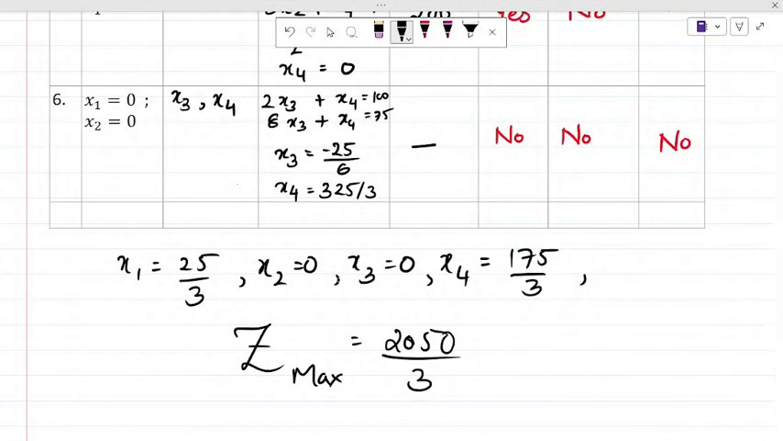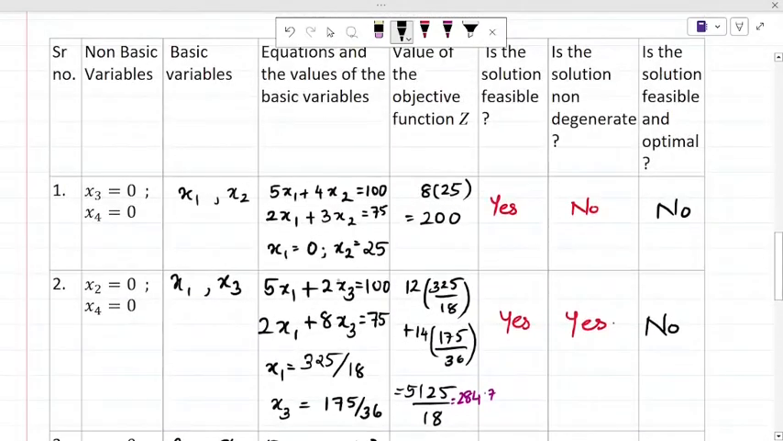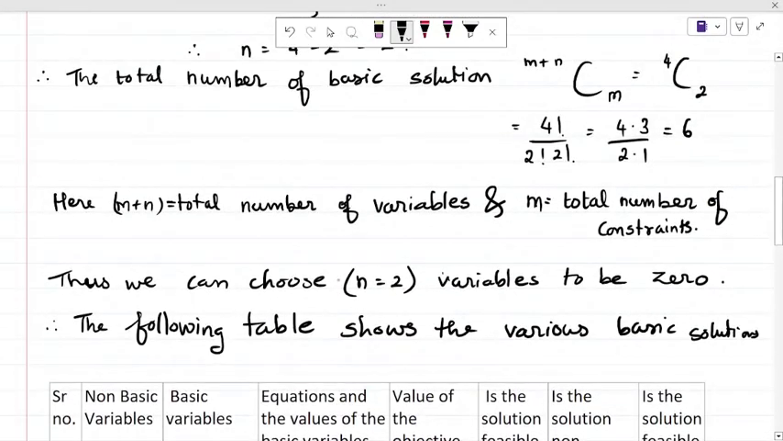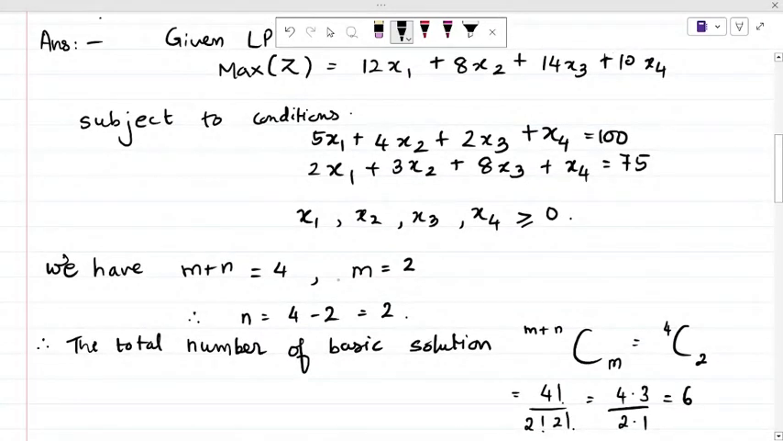So we got all these solutions. Now you can see that in this method, first you have to find n. Once you are able to find n, you are then able to choose the number of variables which you are going to set to 0. If you don't find n properly, you will not be able to do the solution. Okay, so here we have done with the example. I hope you have followed this example.